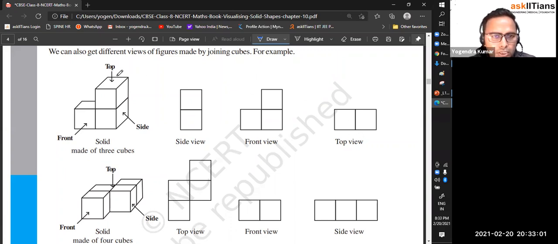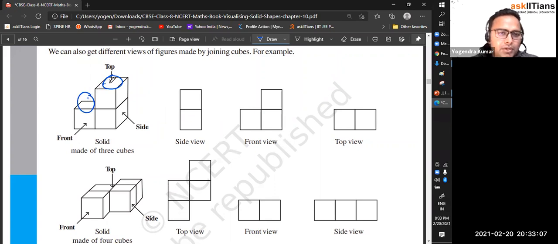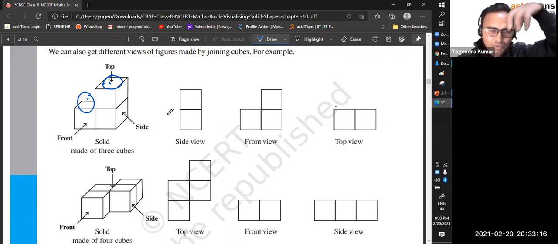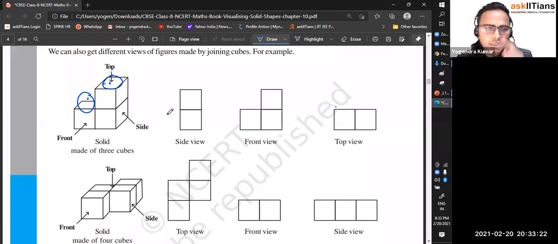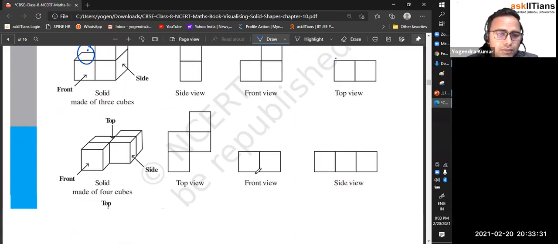Because you will not look at this top only. For you, this will also come. Don't get confused, students. This is really very important: this part plus this part combined you will see as one, because when you look from the top, you don't analyze the depth of that. Your eyes can observe how much depth there is, but when you put your top view on the paper, you will not show what the depth is. That is the main thing in plane shapes. We don't observe the depth.